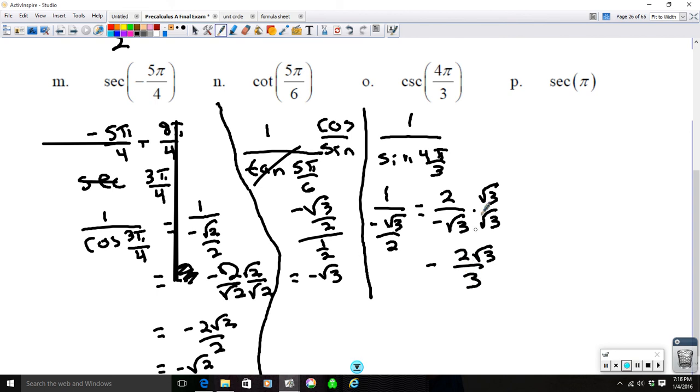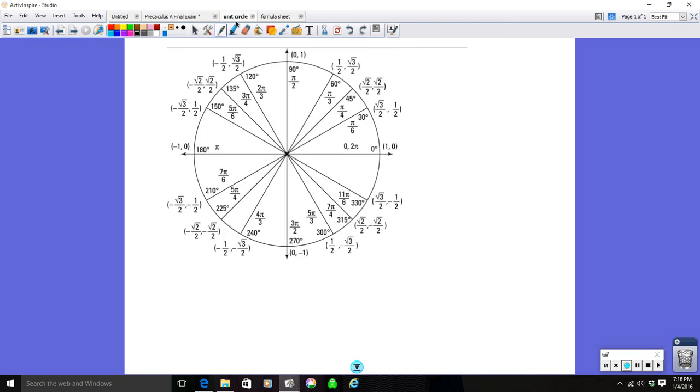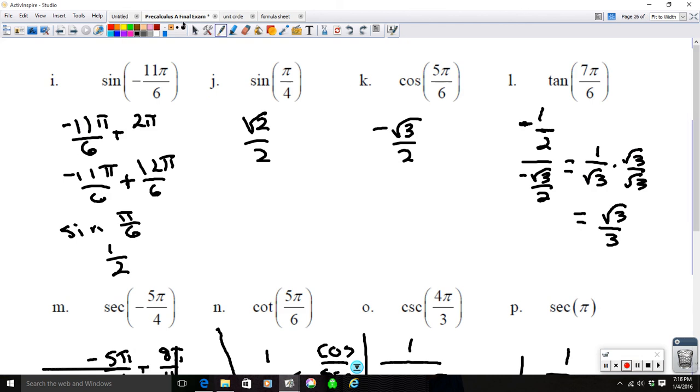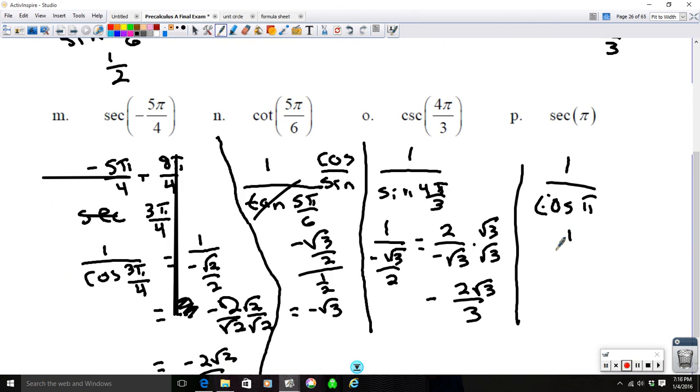And the last one in this section, secant of pi, is the reciprocal of cosine. So 1 over the cosine of pi. You go to pi on the unit circle, and cosine is negative 1. So this is going to be 1 over negative 1, which is just negative 1.